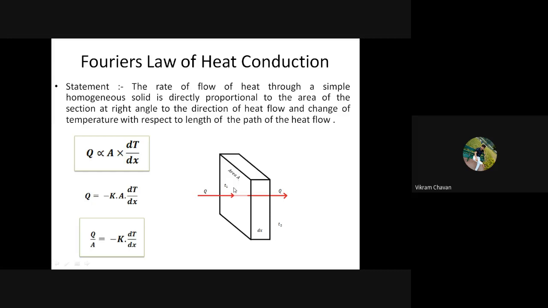That is the change in temperature, T2 minus T1, with respect to what? The change in length, or the length of the path of heat flow. How much distance does the heat need to travel to reach the other surface? That is the thickness of that particular slab. So the distance traveled by the heat is the thickness of the slab, and that is equal to dx.